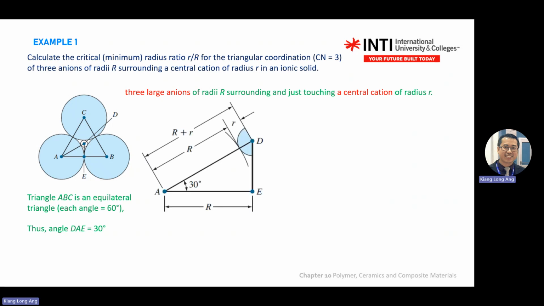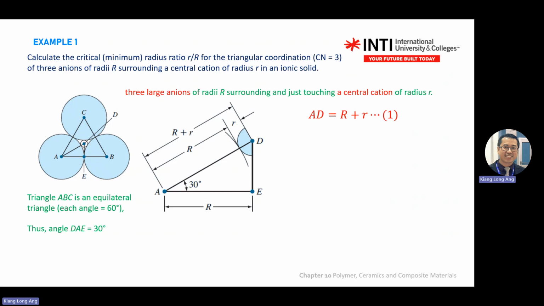Then you enlarge the triangle. So you have 30. Then from here to here is capital R. Capital R is the large sphere, the anion. Then this one is a large R plus a small r. So the total is capital R plus small r. Then this is the 90 degrees.